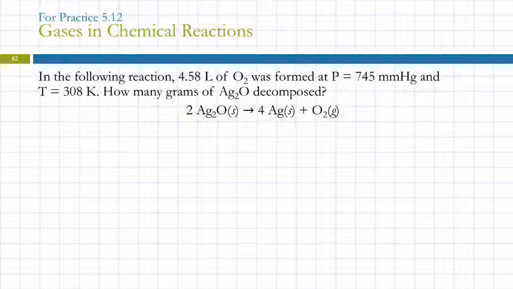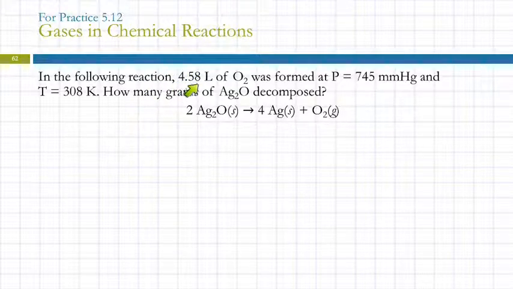So let's do an example. In the following reaction, 4.58 liters of oxygen was formed at pressure equals 745 millimeters of mercury and T equals 308 K. How many grams of Ag2O decomposed? So this is stoichiometry. We've got a chemical reaction and we're asking about quantities. So the chemical equation is given here. And I'm going to use that to organize the information.